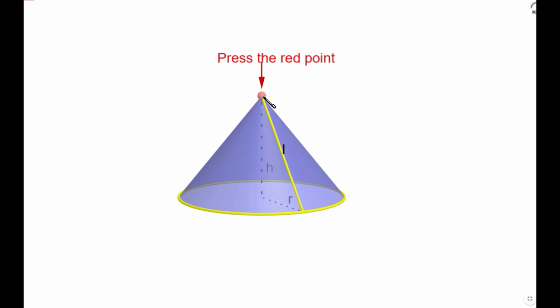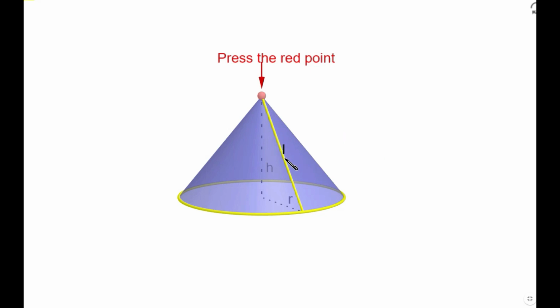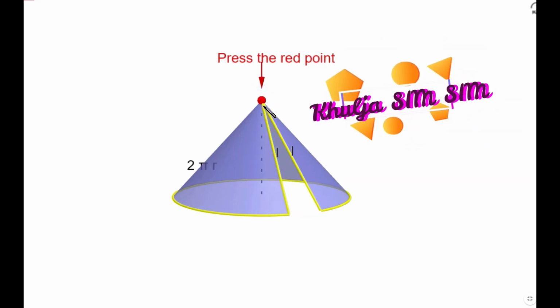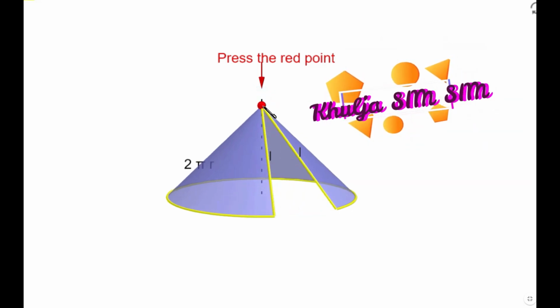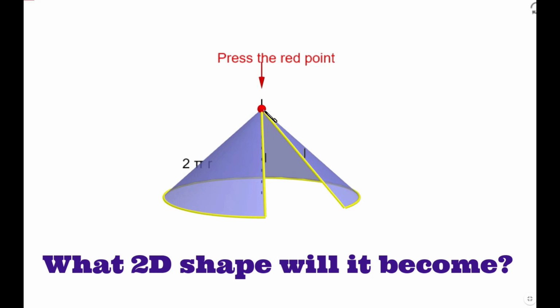Now we are going to cut along this yellow line, which is the slant height, to open it up. We are going to open it up to form a 2D shape, because we can find the areas of 2D shapes, right? So let's see what 2D shape it will become.